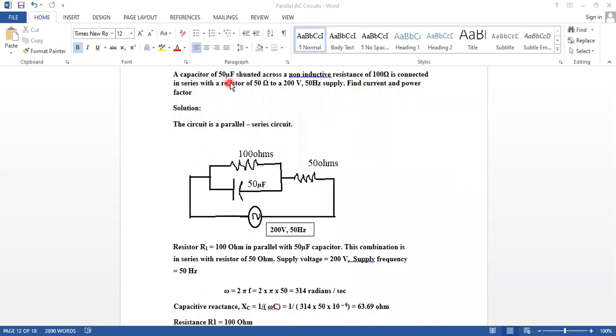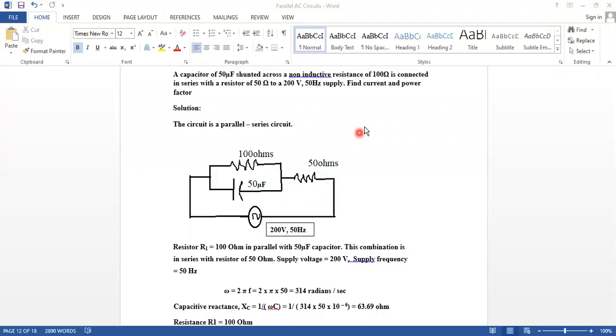So now a capacitor of 50 microfarad is shunted, means it is connected in parallel, okay, parallel with the non-inductive resistance of 100 ohms. Non-inductive resistance means it has only resistance, no inductance. Okay, now these two are connected in parallel, and this combination is connected in series with the resistor 50 ohms. Okay, and this entire circuit is connected in parallel with the supply.